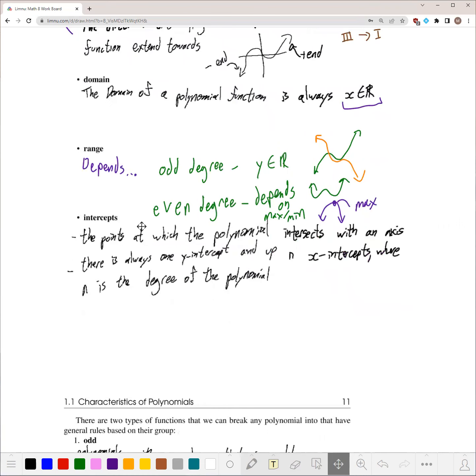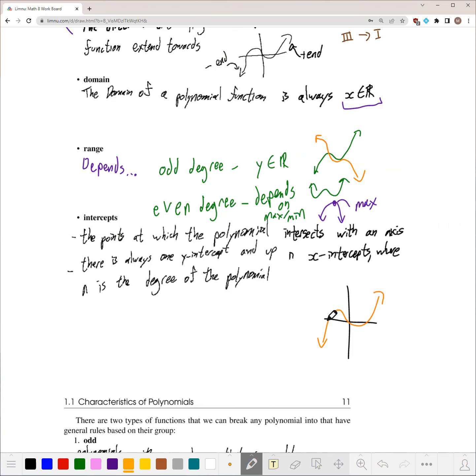Intercepts, lots we can say here. The points at which the polynomial intersects with an axis. Particularly, we care about our x-intercepts the most. So let's say this is our function. On this, I do have a y-intercept in here, which is nice, but whatever. There's always going to be just one y-intercept.